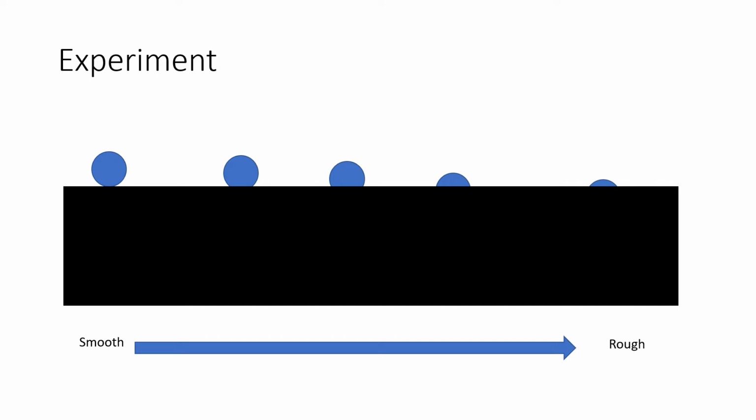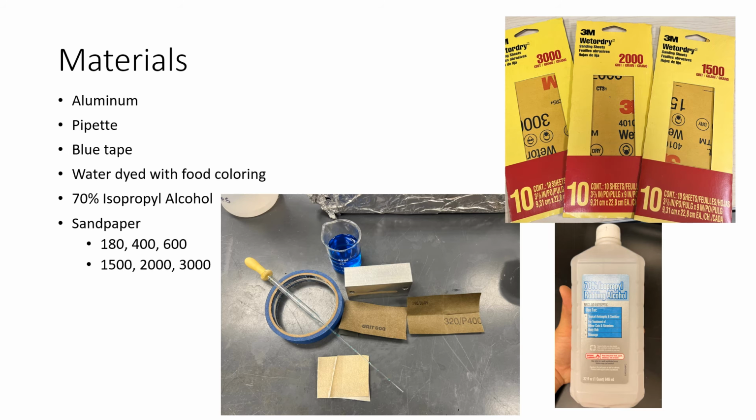So for my experiment, what I'll be doing is increasing the roughness on a block of aluminum and applying one sessile drop onto the surface and then measuring its contact angle. The materials that we'll be using for this experiment are a block of aluminum, a pipette, some blue tape, some water that has been dyed blue, 70% isopropyl alcohol, and sandpaper of 180, 400, 600, 1500, 2000, and 3000 grit.